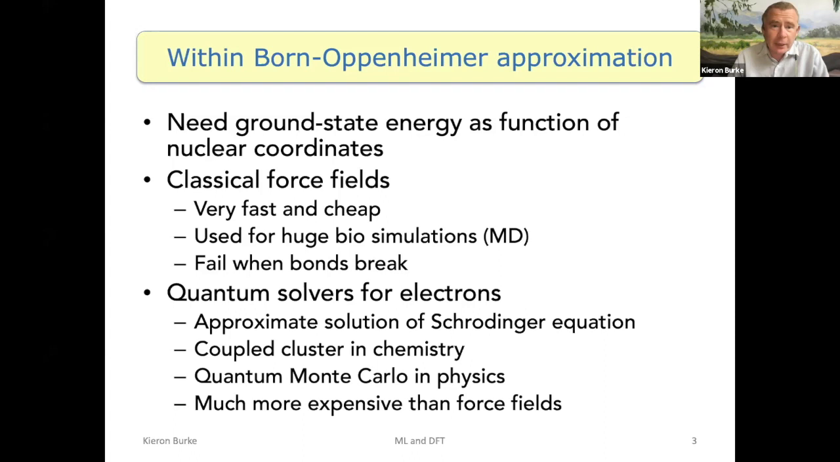And we've just heard from Frank about quantum solvers for electrons, often in the form of some kind of approximate solution of the Schrodinger equation. Coupled cluster is the standard tool in quantum chemistry, singles, doubles, and perturbative triples. It doesn't work so well for multi-reference systems, but quantum chemists have ways of dealing with them. Often it's quantum Monte Carlo in physics, as we just heard. And of course, it's typically much, much more expensive than force fields. And even getting to something like 100 atoms can be very demanding.